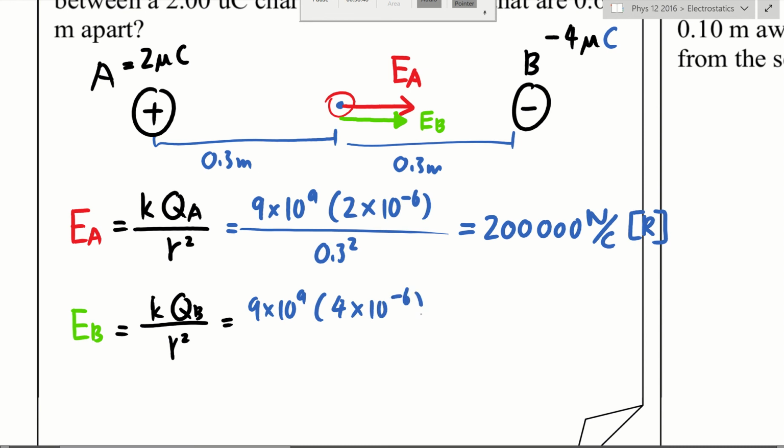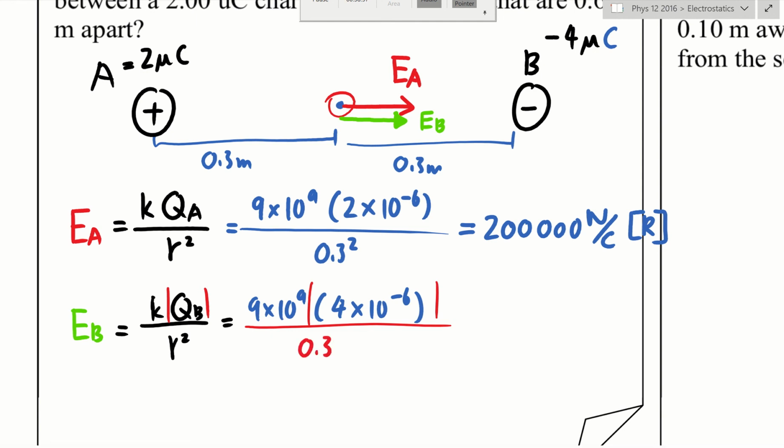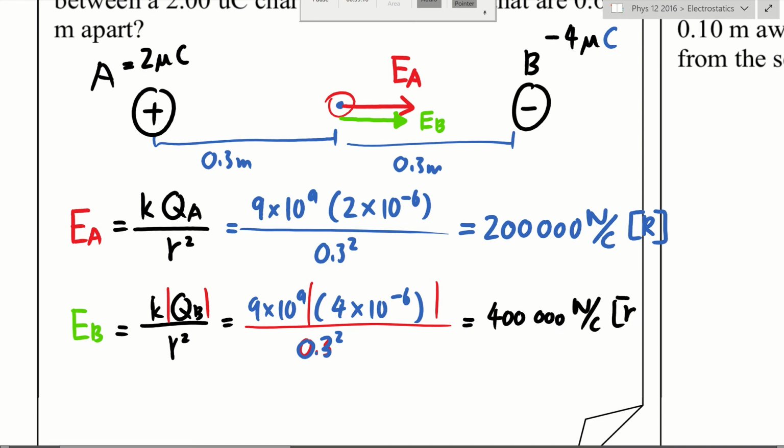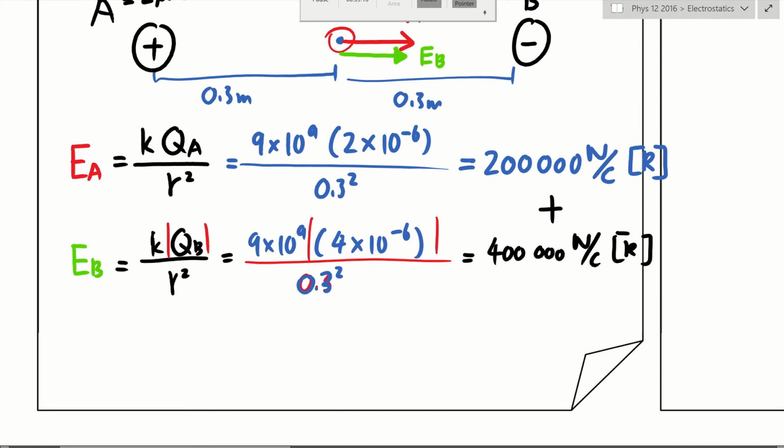Mr. Chong, you forgot negative. No, I did not forget negative. I don't care about the negative. Only magnitude. The picture tells me I should add them, and I don't need the equation to tell me. Okay, I am adding them. So 400,000 approximately Newton per Coulomb. The picture tells me that also goes to the right. So therefore, add them. If one goes right, one goes left, subtract. Both go right, add.